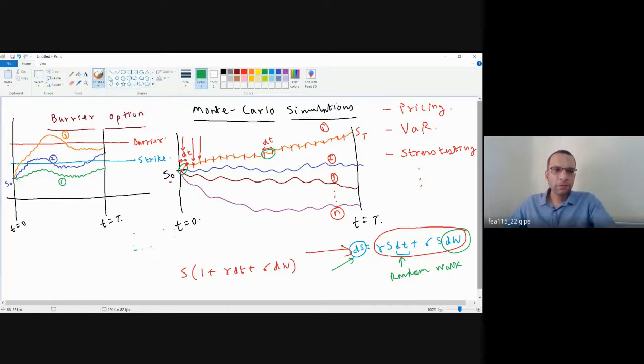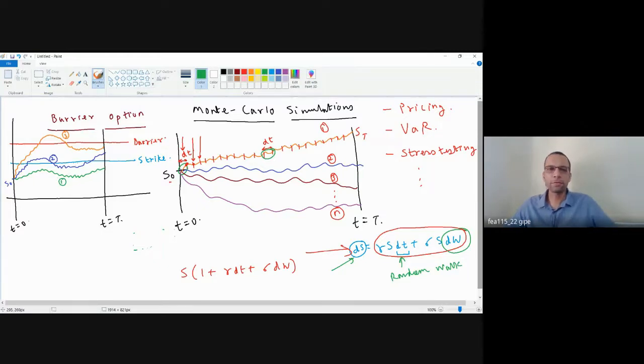So path 1, if you see this green line, this is my realization of asset price path 1. Now this green line is below the barrier level. That means during the life of the option, which starts from t equal to 0 and ends at t equal to capital T, this asset price path has never breached the barrier because this green line is always below this red line. So that's why this path is still alive. This path has not got knocked out.